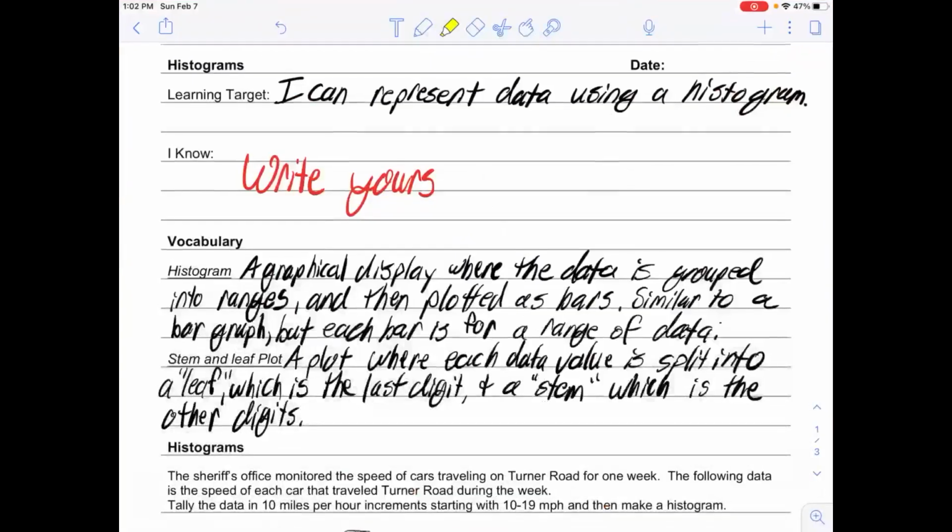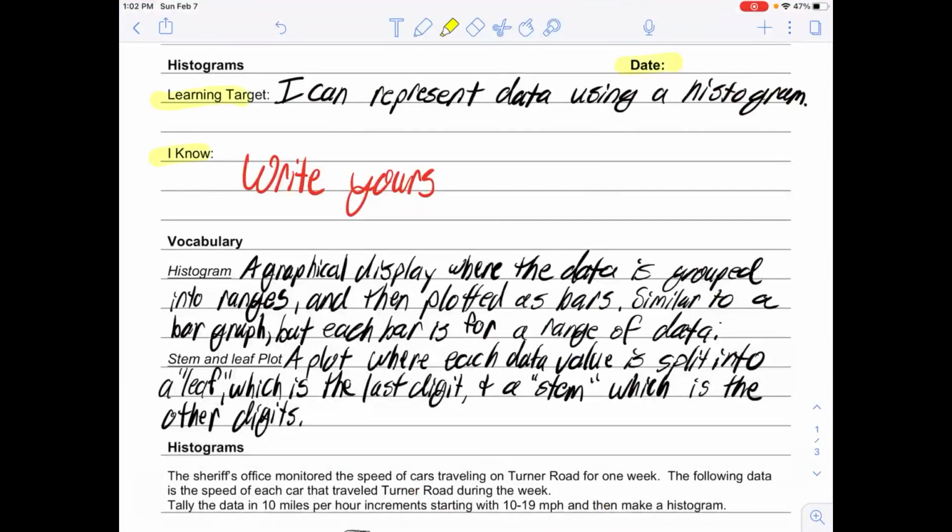For today's video, we are talking about histograms. So our learning target is I can represent data using a histogram. Please write down the date that you're watching this video and write down what you already know. You may not know what a histogram is probably, but we do know what data is.